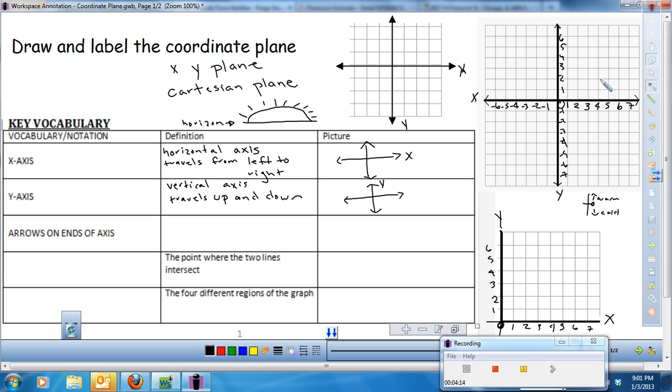So let's go ahead and talk about some other features of the graph besides the x and the y-axis and how we label the graph with numbers. Why are there arrows on the ends of these axes? So why are there arrows here and here? We can add some arrows here. Well, that is because these lines or these axes go on forever in every direction. We're going to say the line goes on forever.